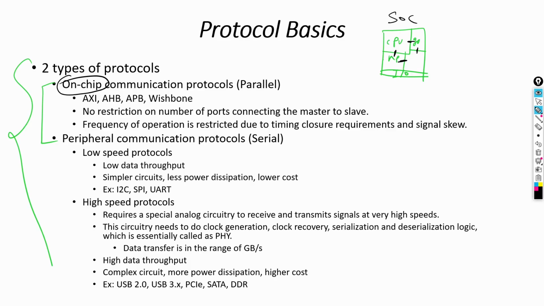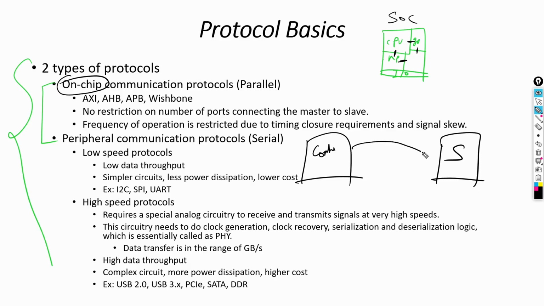What do you mean by peripheral and off-chip? Let's say there are two, your controller and a sensor. Let's say this is a temperature sensor and this is a controller. How do you communicate? You communicate through off-chip. Now what to decide, which protocol to choose? Why will we choose AXI here, and when you connect IO we'll choose APB here.